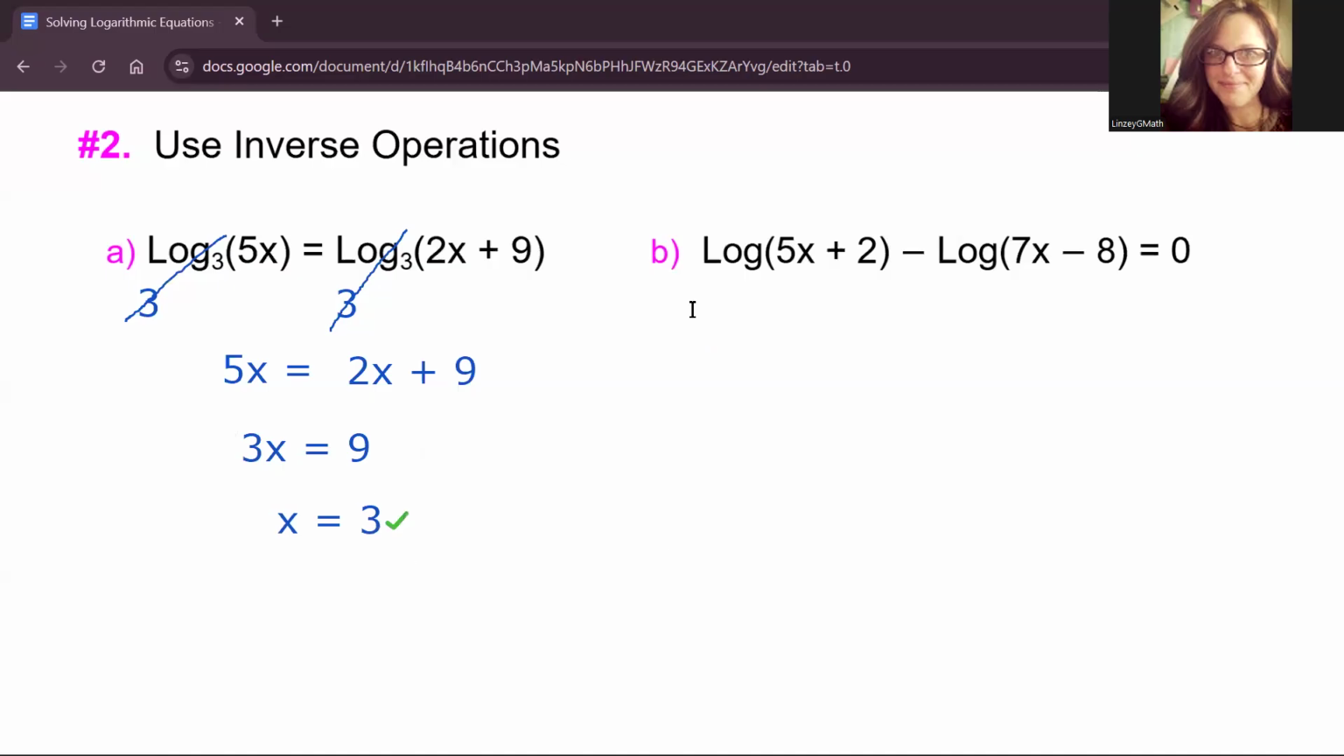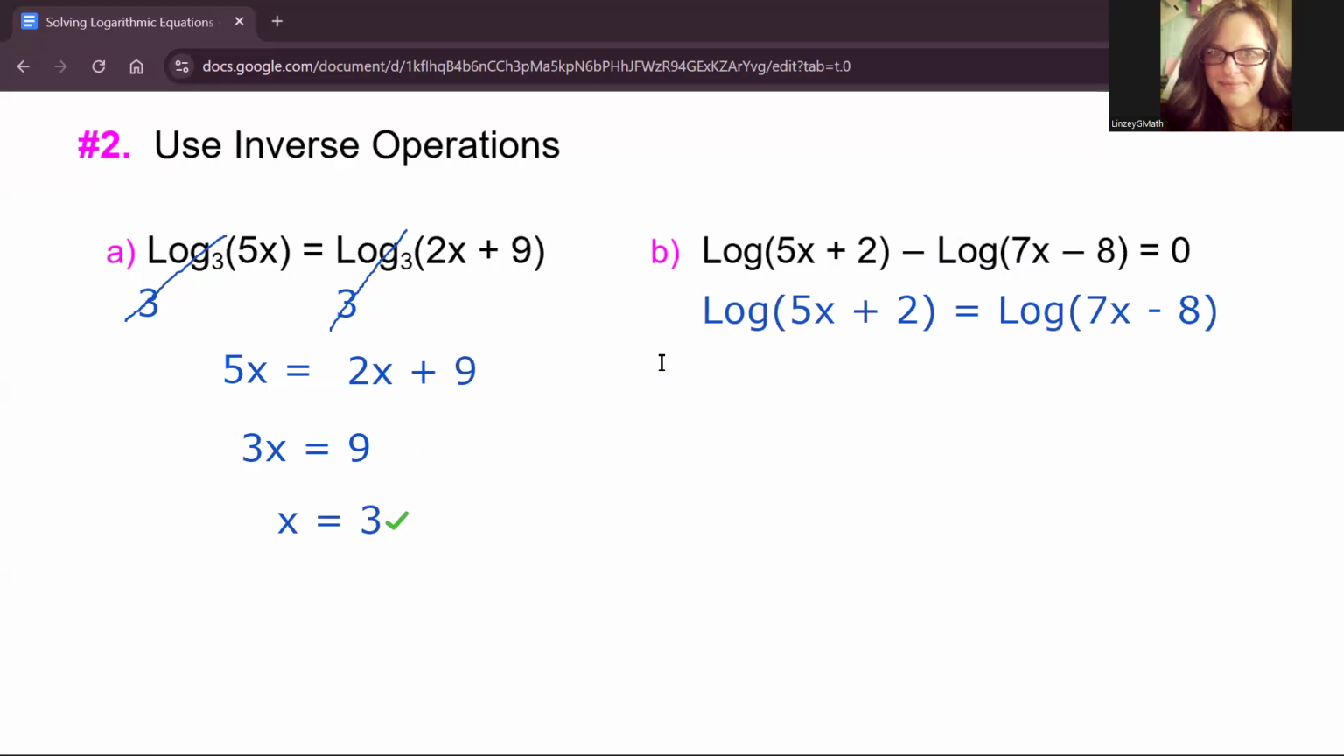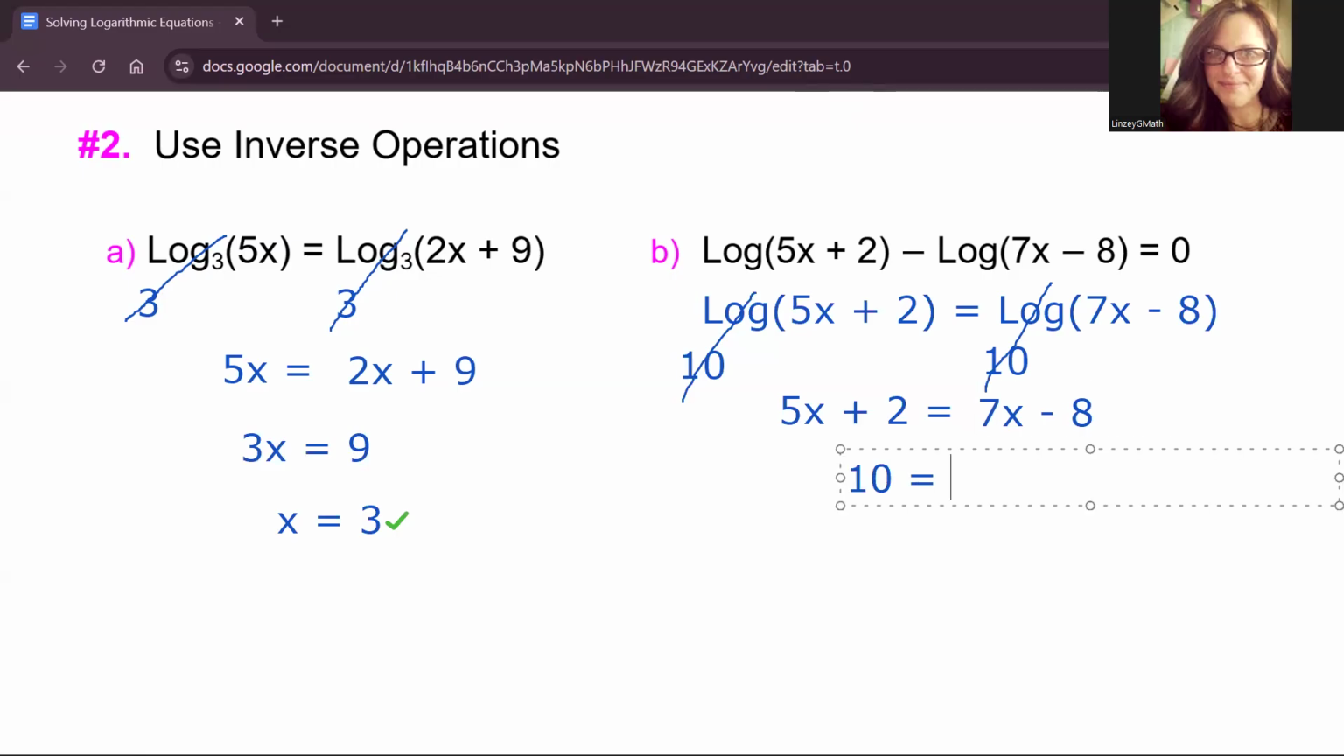Number B, we'll start by adding to bring log of 7x minus 8 to the other side of the equal sign. And now we can do 10 raised to the power of common log, or log base 10. And that'll cancel out, and we're left with 5x plus 2. And what we do to one side, we have to do to the other. So 10 raised to the power of log base 10 cancels out. And we're left with the argument, 7x minus 8. And then we'll add 8, bring it over to the other side, and subtract 5x. Divide by 2.